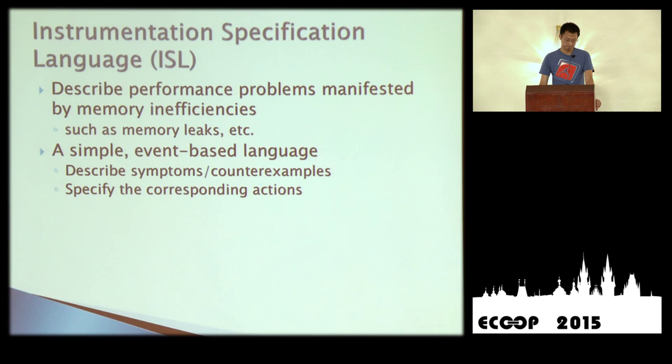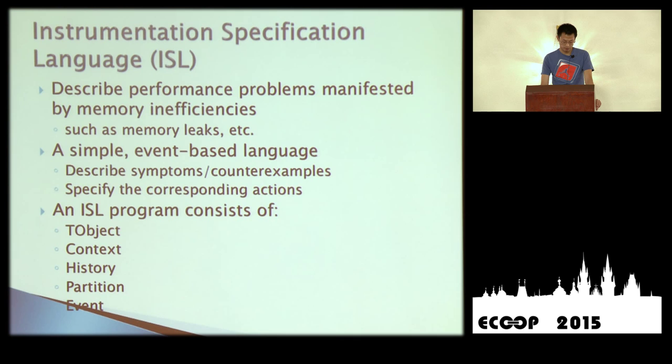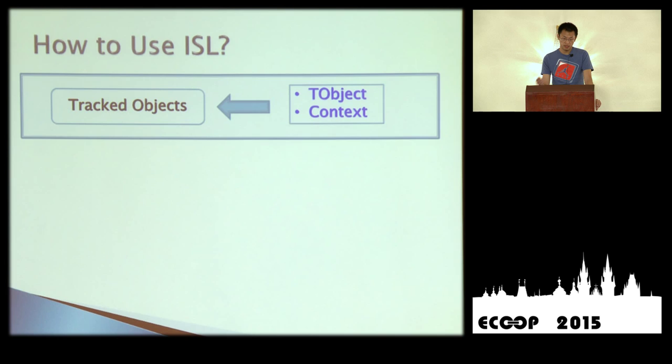A typical ISL program consists of five components: T object, context, history, partition, and event. So why we need those components? I will introduce the reason here. First, users are usually only interested in a small portion of the heap. So they can specify which part of the heap should be tracked during the execution using the T object and the context.